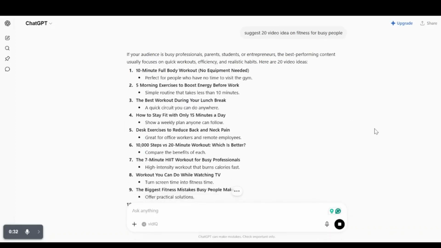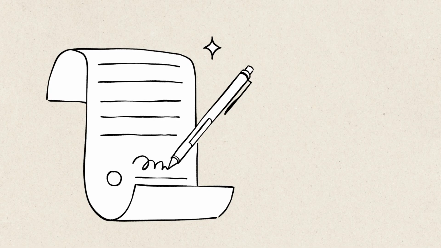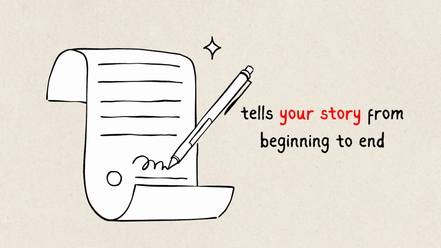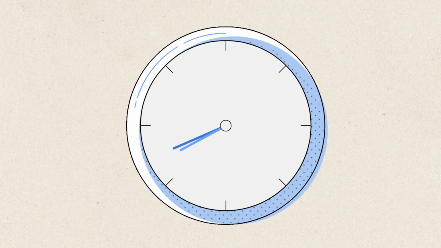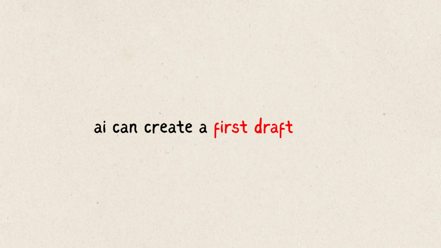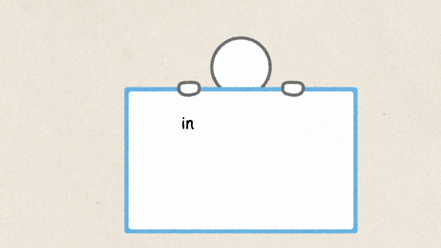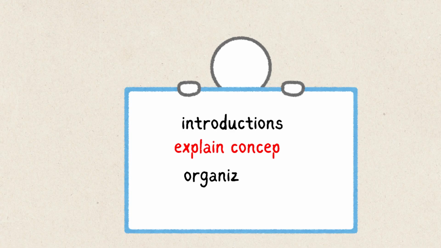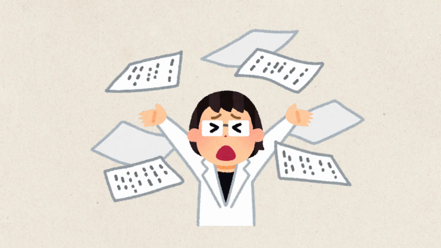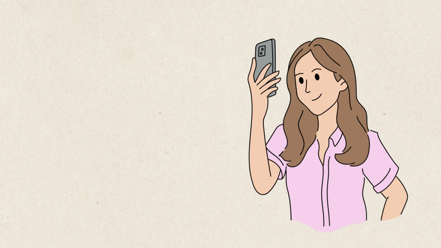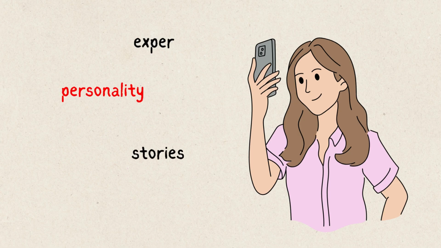Once you have an idea, it's time to write a script. The script is like a map that tells your story from beginning to end. Instead of spending hours trying to find the right words, AI can create a first draft for you. It can write introductions, explain concepts, organize your ideas, and even make your writing sound more exciting. But remember, the script shouldn't sound like a robot. You should always add your own personality, stories, and experiences because that's what makes your content unique.